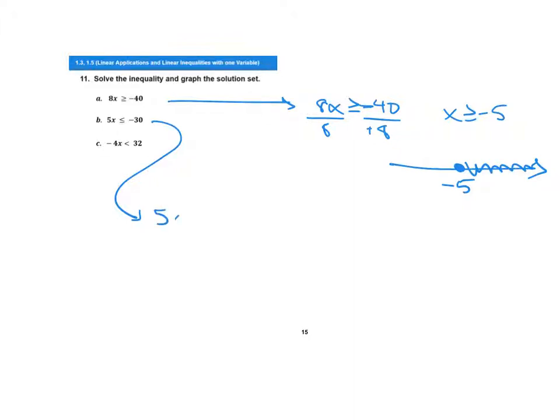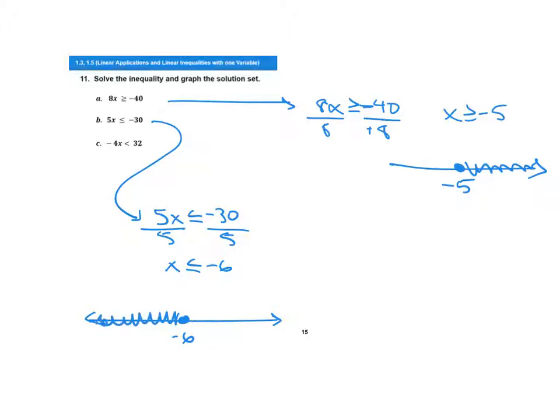You've got 5x is less than or equal to negative 30. Divide by 5. You get x is less than or equal to negative 6. Included at negative 6, and I want every value smaller than negative 6.